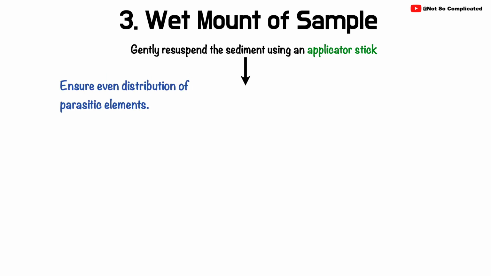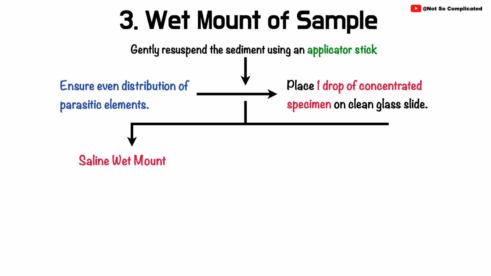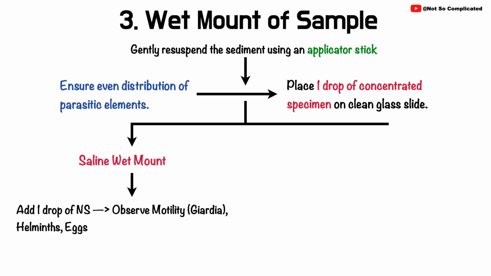The third step is wet mounting of the sample. What we do is gently resuspend the sediment using an applicator stick, right? We have to ensure that there is even distribution of parasitic elements, and then we place 1 drop of the concentrated specimen on a clean glass slide. Then we do 2 mountings. One is the saline wet mount and the other is the iodine wet mount. In the saline wet mount we add 1 drop of normal saline and then observe motility as in the Giardia case, and also helminths and eggs.